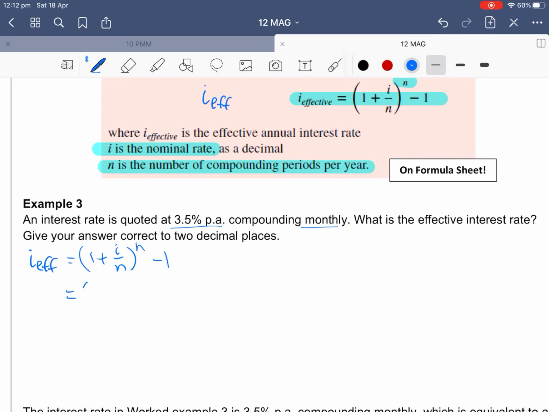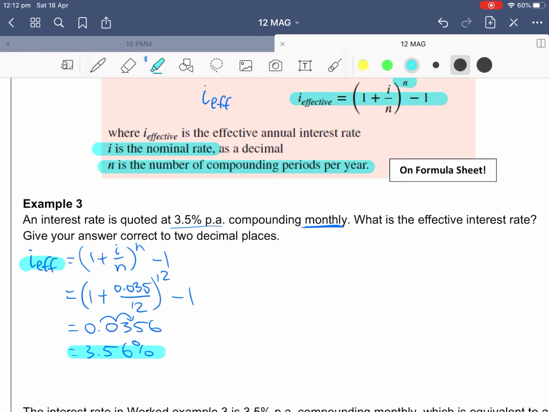Cool. So, substituting in what we know, the interest rate is 0.035 as a decimal. It's compounding monthly, so that's 12 compounding periods per year, to the power of 12, minus 1. That's it. Put it in your calculator, and you end up with 0.0356, which as a percentage, we just move that decimal twice, 3.56%. That's our answer.